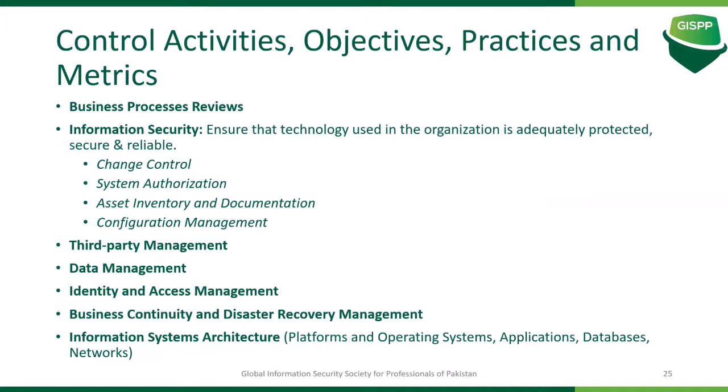And then we go into information security controls, where we discuss: do we have proper change control, do we have system authorization, do we have asset inventory, do we have configuration management? What do we mean by that? See, when we are doing all these kinds of checks, what are we trying to do? We are trying to reduce the impact, we are trying to make the business smoother and more secure at an acceptable level, right? And these are all the categories that we go through.